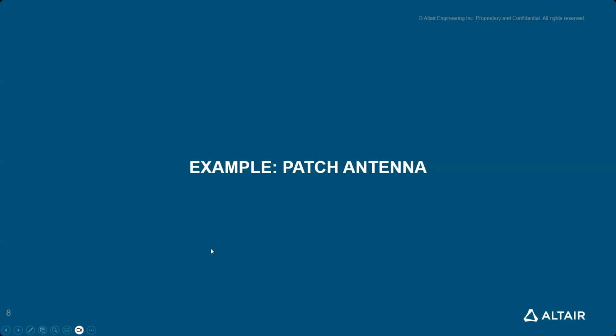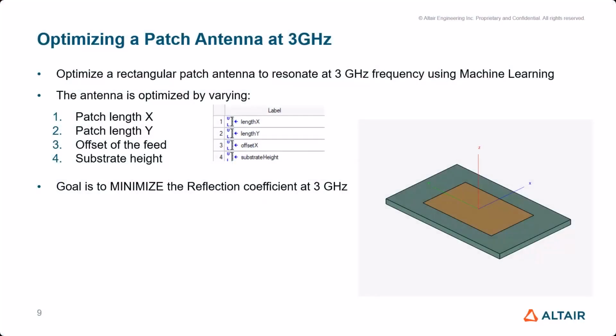So here we have a quick example on a patch antenna. Let's say we want to optimize a simple rectangular patch antenna. The goal over here is to minimize the reflection coefficient at 3 gigahertz, and we want the patch antenna to resonate at exactly 3 gigahertz frequency using machine learning.